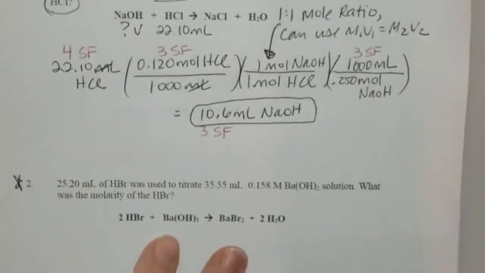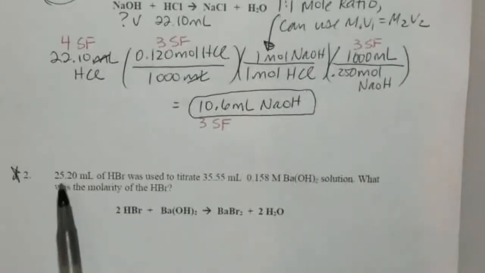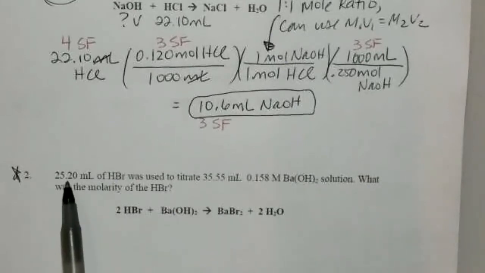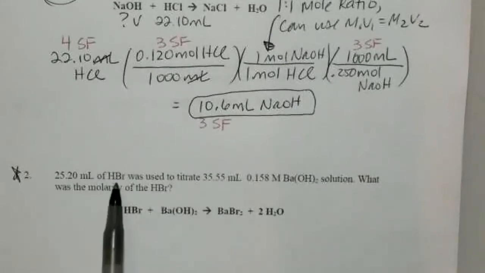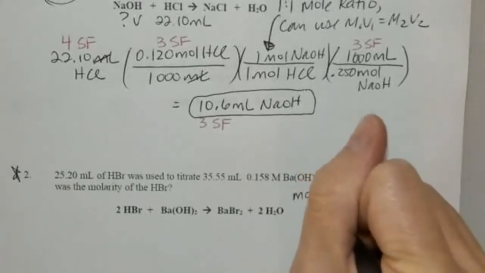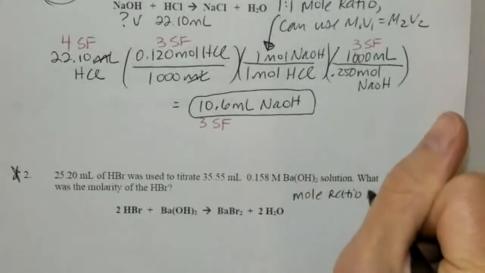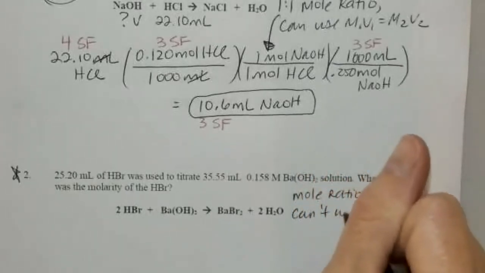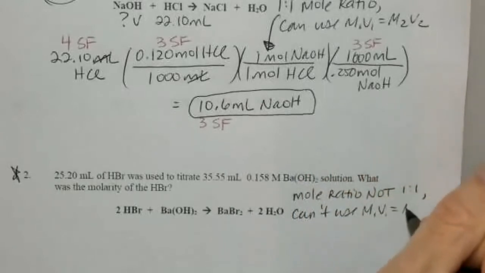However, in the next question, it's saying we've got this hydrobromic acid with barium hydroxide. And again, it looks like it should work, right? I've got a V1, M1 is what I would be looking for. I've got a V2 and an M2, so it looks like it should work. But the mole ratio in this case of the HBr and the barium hydroxide is not 1:1. So I can't use M1V1 equals M2V2.